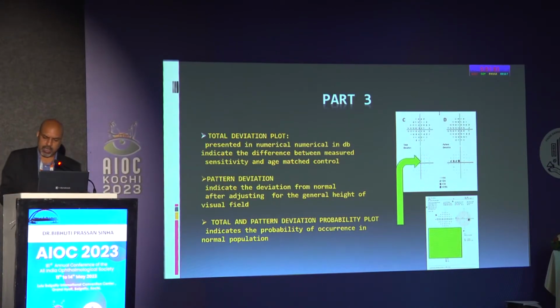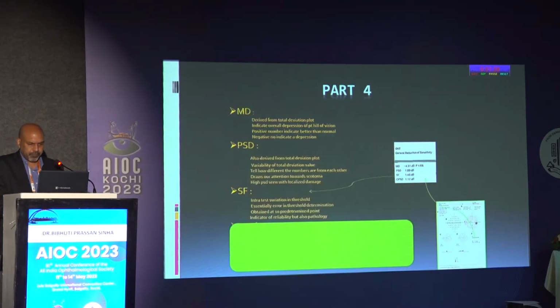The total deviation is regarding the average deviation from the normal age, normal threshold value, and the pattern deviation is when you flatten the curve, you take out the general depression in the curve and then point out where the foci of the depressions are. So this pattern deviation is more important than the total deviation.